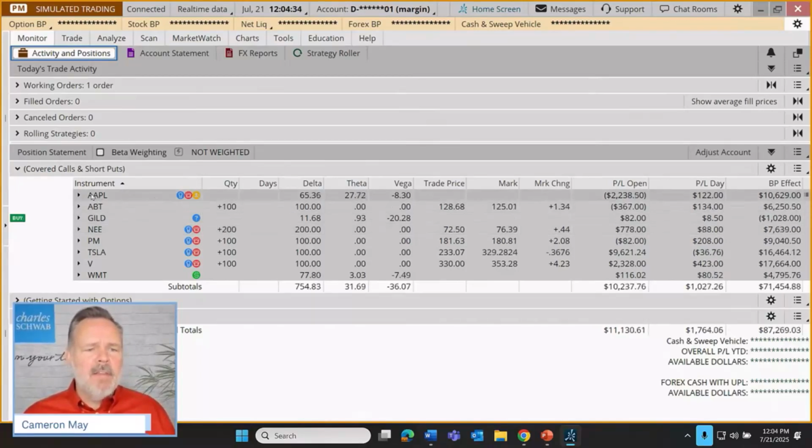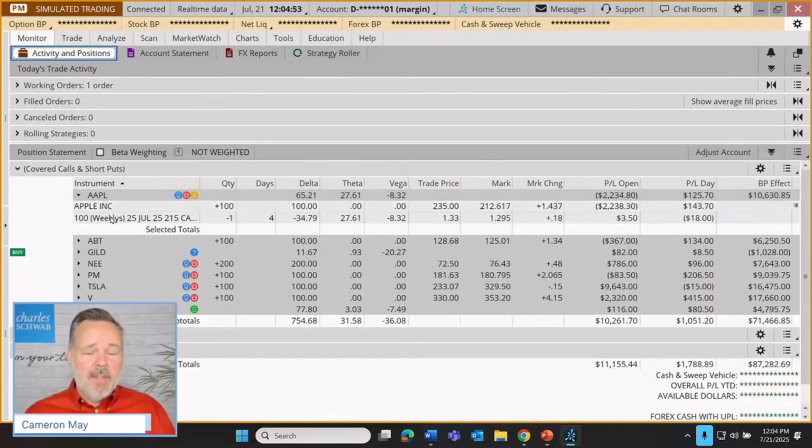Anyway, let's start things off with Apple. This is our one position that's really been misbehaving pretty much from the outset of the trade. We're down on the current iteration of the trade, $2,200, but it's not quite that bad. We're underwater on this, but let me show you what's happening with Apple. This is a covered call position. Right now, we own 100 shares.